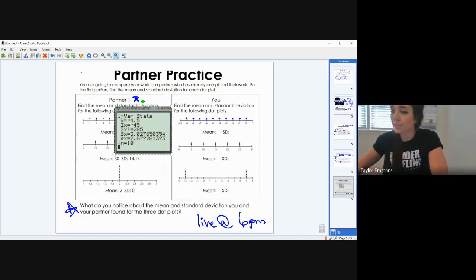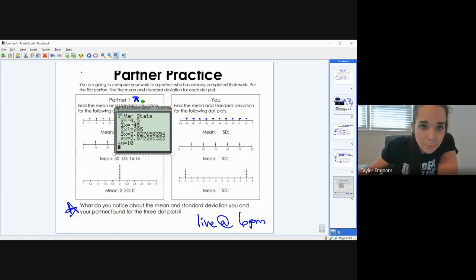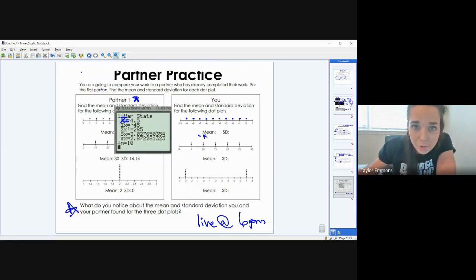Okay, so where it says X bar, so X bar right here is your average. That's your mean. So that is negative 4.5. So over here for this mean, you're going to have negative 4.5. For your standard deviation, it's going to be this little sigma notation right here. So that's going to be 2.87.